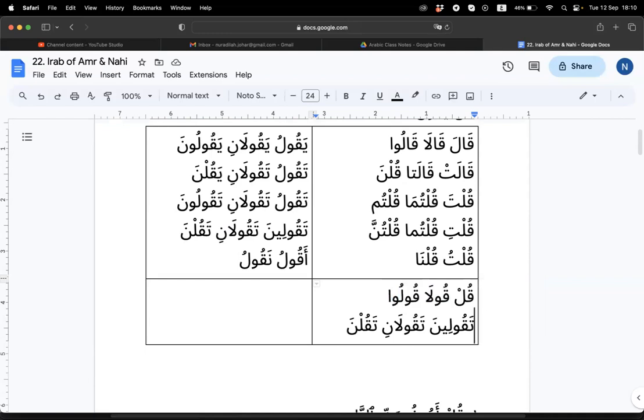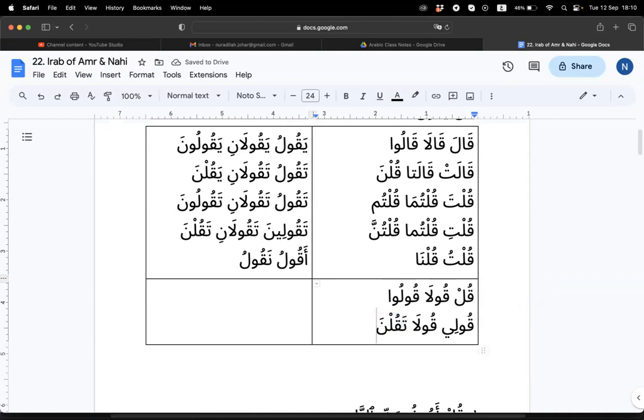Anti, make it majzum. Remove the noon, and then remove the ta. Yes, so we get uli. Okay, uli. The next one is the same as the above, ula. Last one, make it majzum.